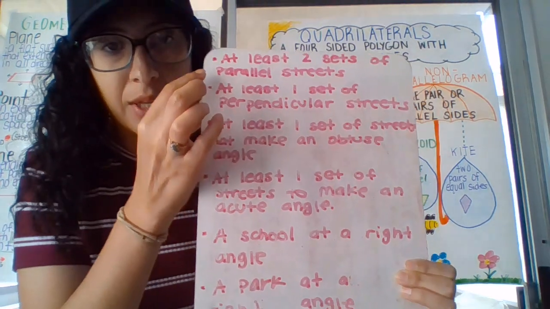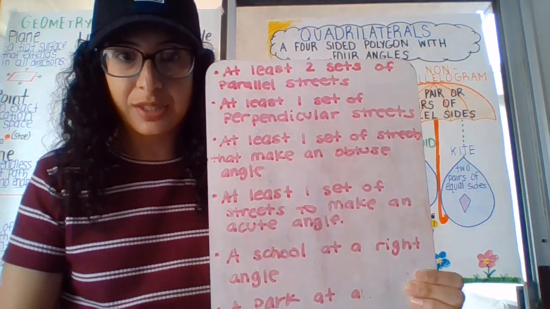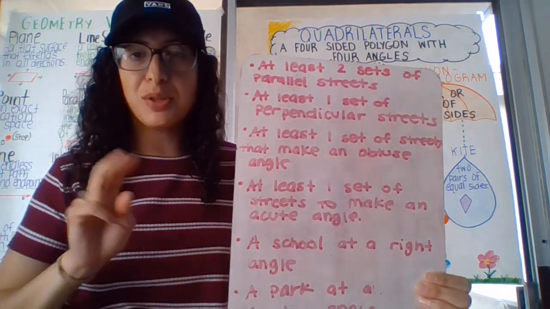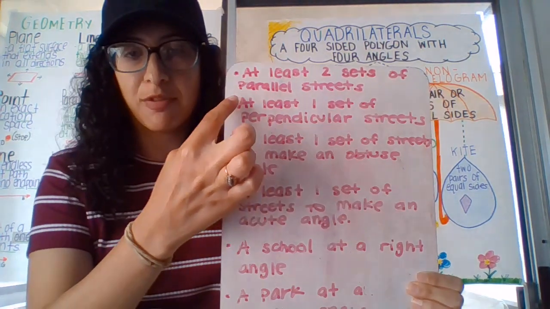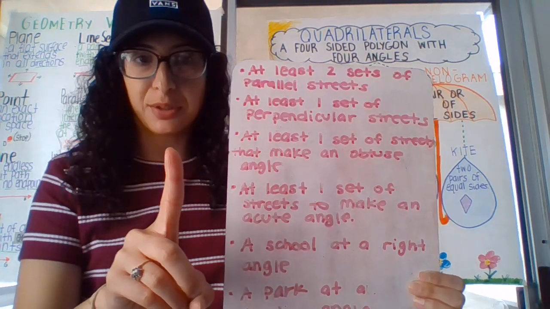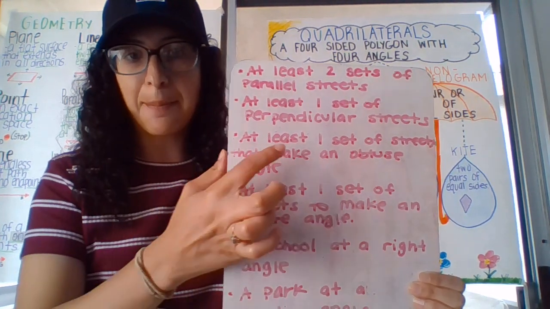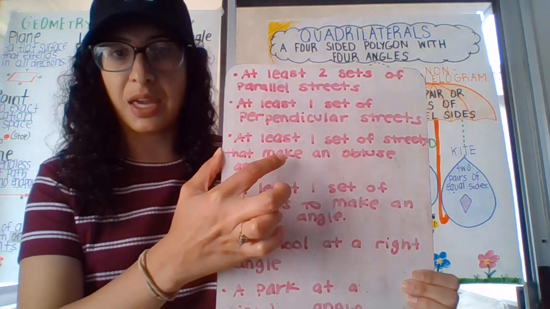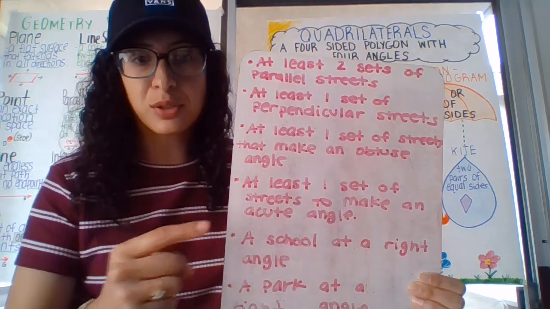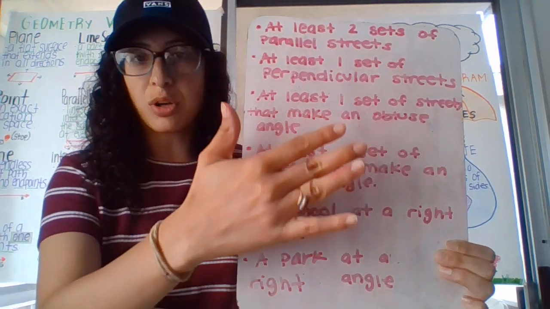Okay? So, let me get closer. At least 2 sets of parallel streets. I'm saying at least because if you want to do more, go ahead, okay? But you need at least 2 sets of parallel streets. At least 1 set of perpendicular streets. At least 1 set of streets that make an obtuse angle. And I'm going to show you this later, so if you don't get it, I'll show you. At least 1 set of streets that make an acute angle. So once you draw, these are all your streets, okay?